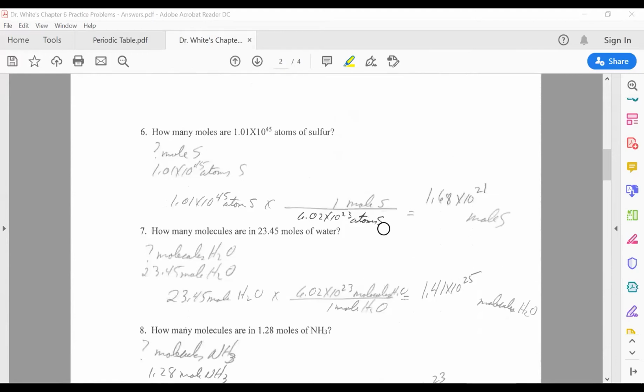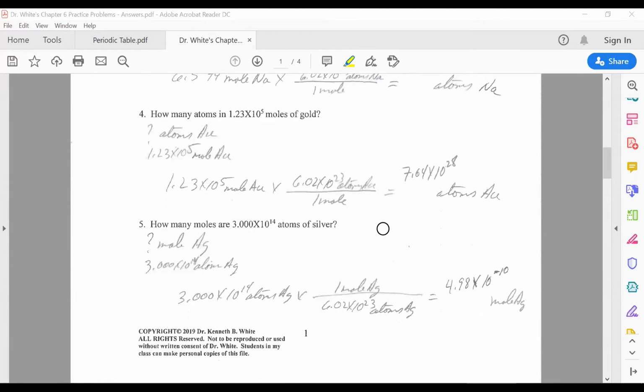Let's look at number 5. How many moles are 3.000 times 10 to the 14th atoms of silver? What are we trying to find? Moles of silver. What are we given? How many atoms? This is the only number we have to start with. We're trying to get to this unit for our answer.